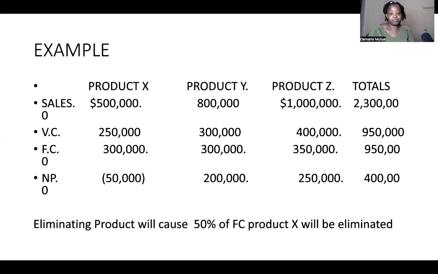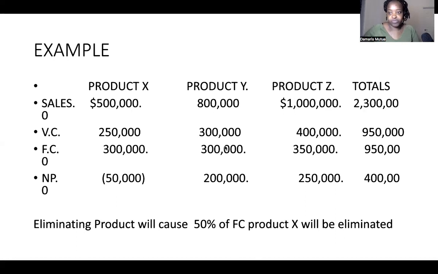And from this example, by just eliminating product X, 50% of the fixed costs will be eliminated. So we need to evaluate as an organization, once we eliminate product X, are we better placed as an organization, or are we better placed by continuing producing and selling product X at a loss? So that is basically what we're going to be looking at.